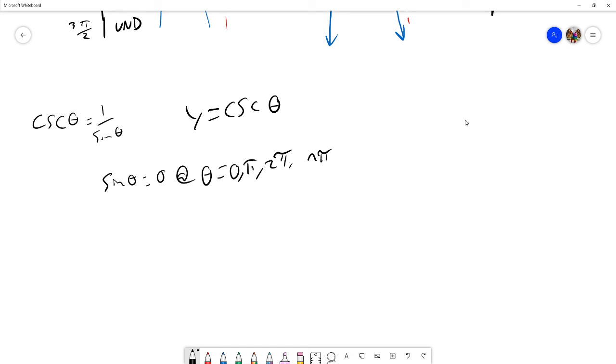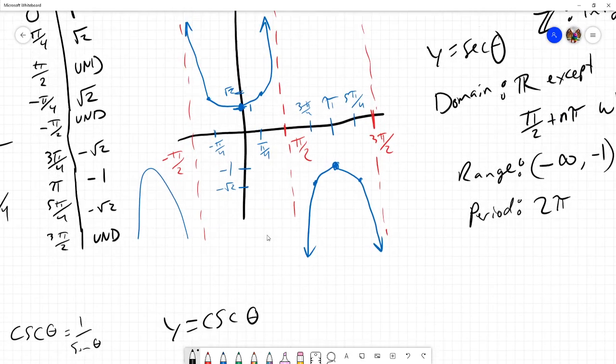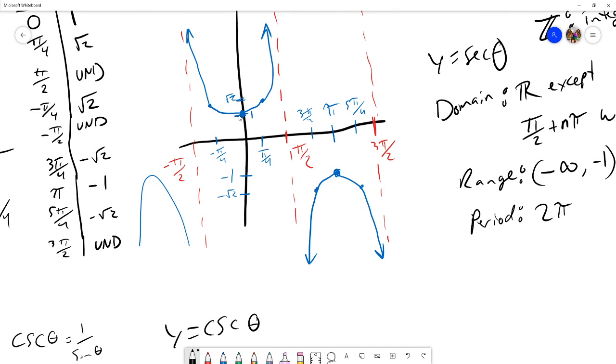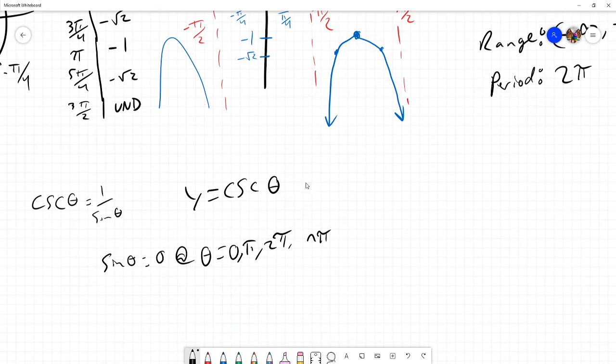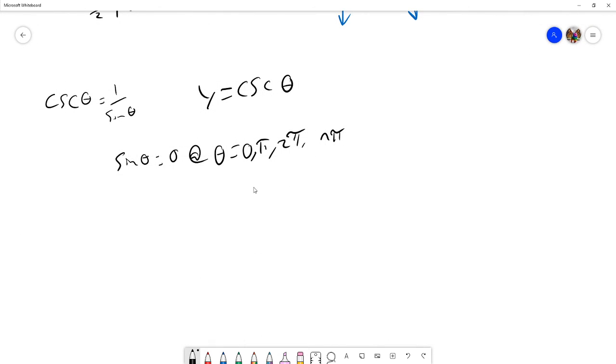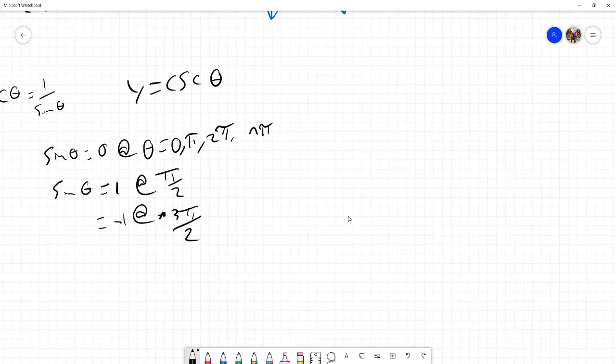Because when we think about secant, we had this behavior with the U's where they start, right? This is like the lowest point, this is like the highest point for this U and this U. That gives an idea where the U's are and whether they're going up or down. So if we can identify that, then we know our behavior. So sine theta is going to equal 1 at pi over 2 and negative 1 at 3 pi over 2. And so we'll put this information together.